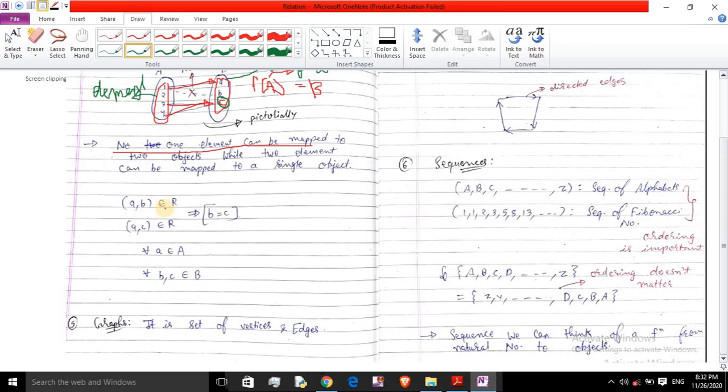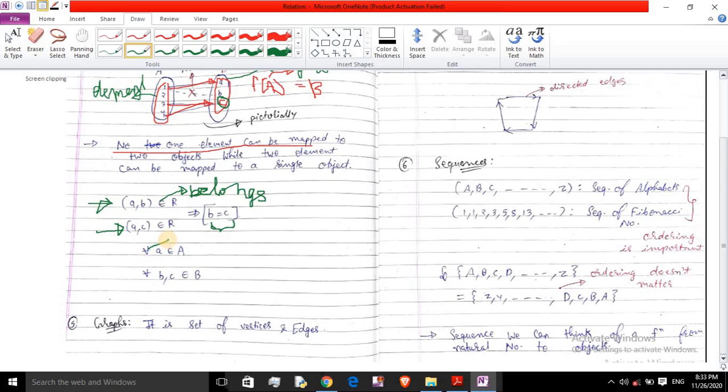Now look at this. There is an element (a, b) where this is the symbol of belongs to. There is an element (a, b) belonging to relation R. This is one pattern we have, and this is another pattern we have. (a, b) belongs to R and (a, c) belongs to R. What does it mean? It implies a equals a and b equals c.